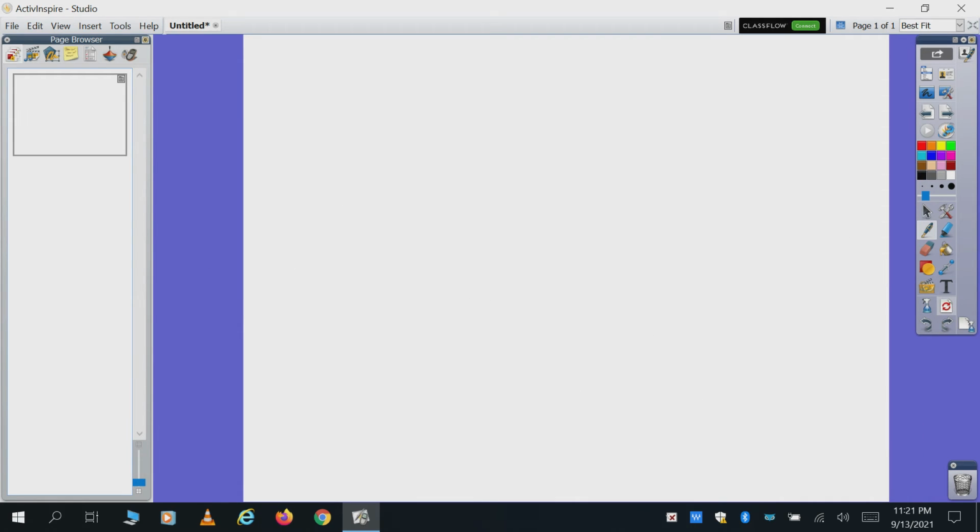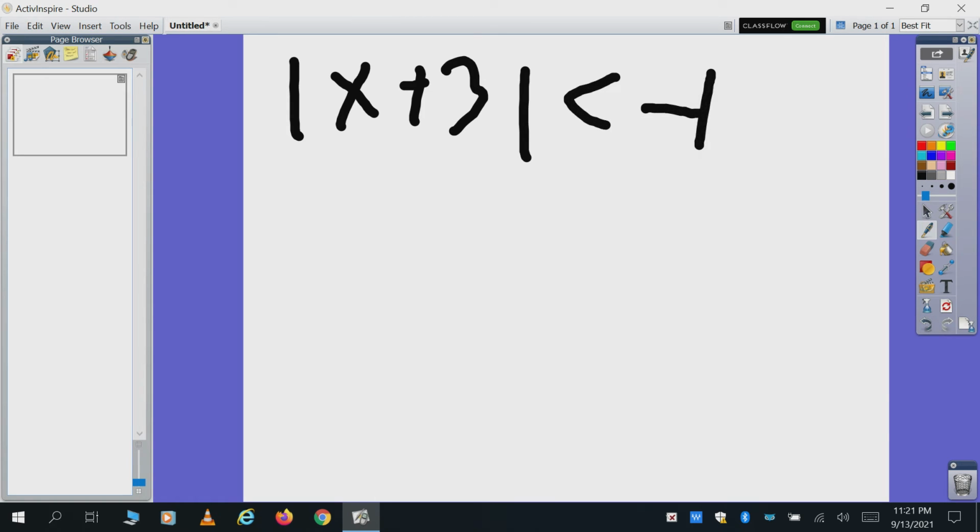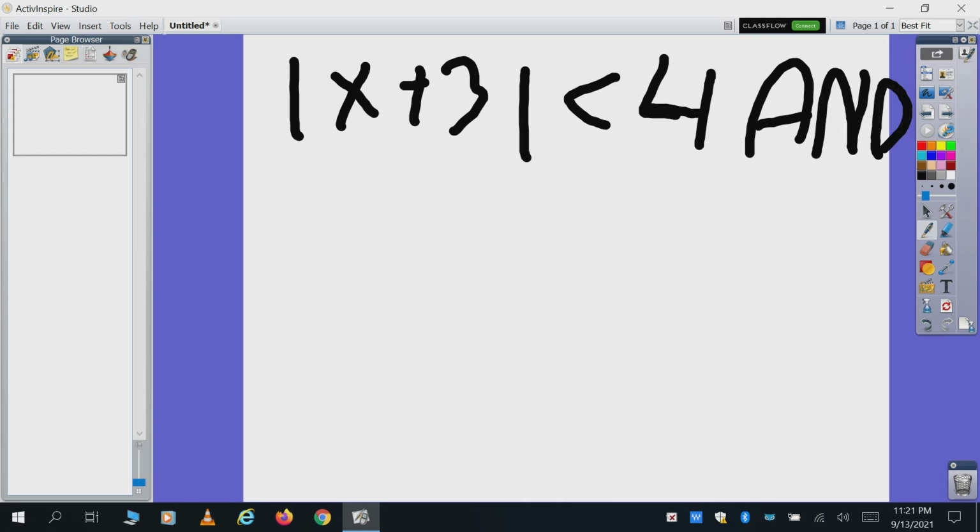Now I'm going to erase this. I'm going to do the opposite of that problem. I'm going to have the absolute value of x plus 3 is less than 4. This is going to be an AND problem, like I mentioned before, and I'll demonstrate. You're going to have to solve this, so we're going to have to write both equations. So x plus 3 is less than 4.